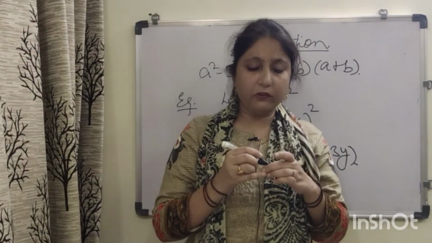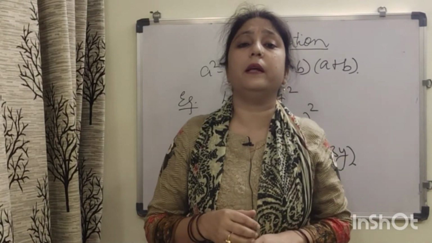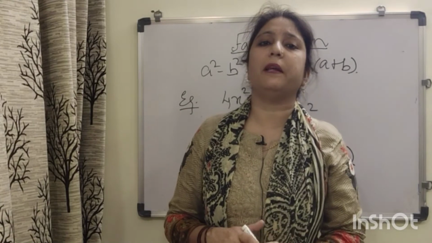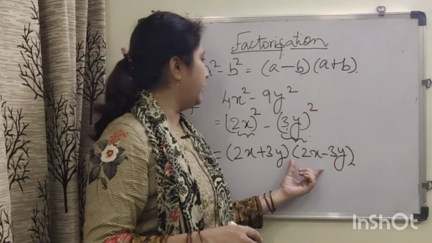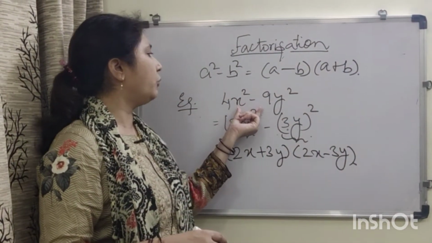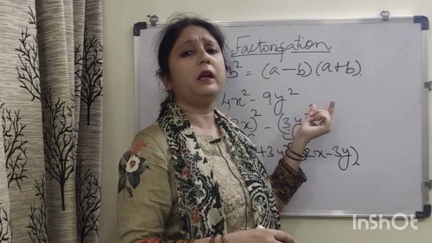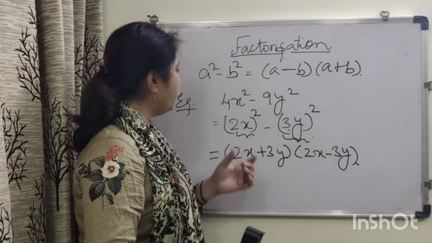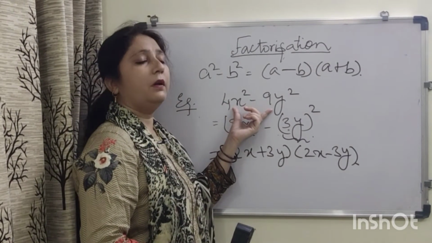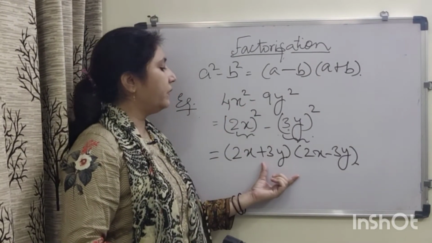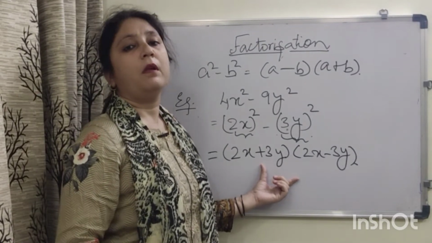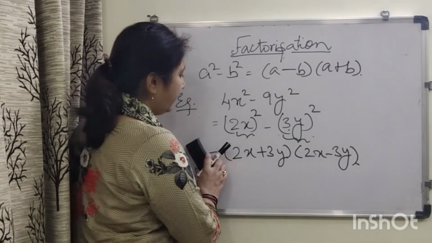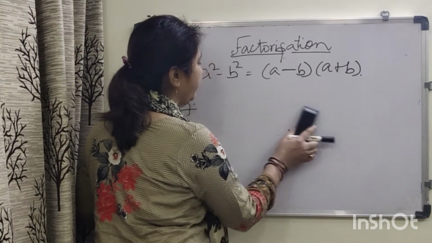Children, in the previous video only, I made it clear that factorization is the reverse process of multiplication. It means if you multiply these two brackets, you will obtain 4x square minus 9y square. And when you are asked to factorize this binomial, this is the simplest form of it, using the identity a square minus b square. Let's take another question for this.